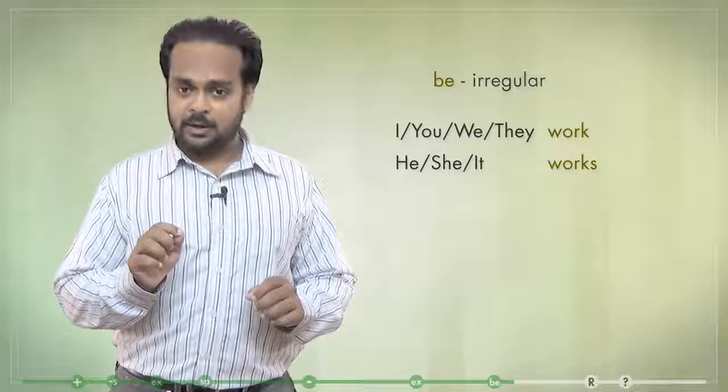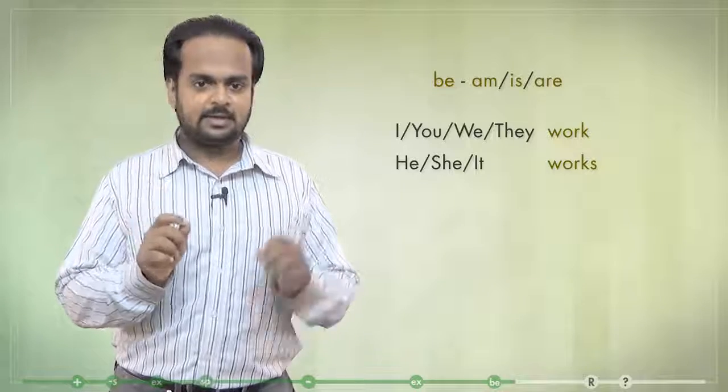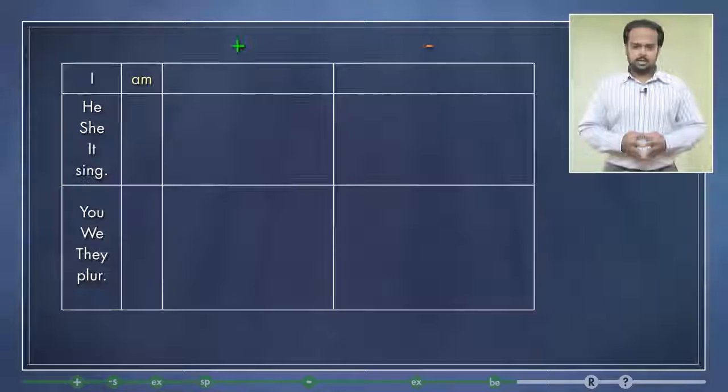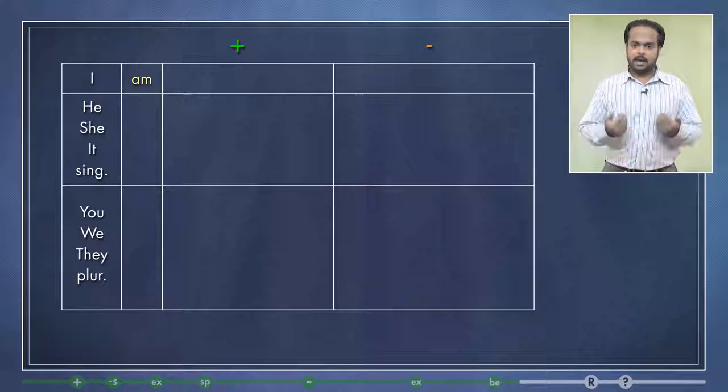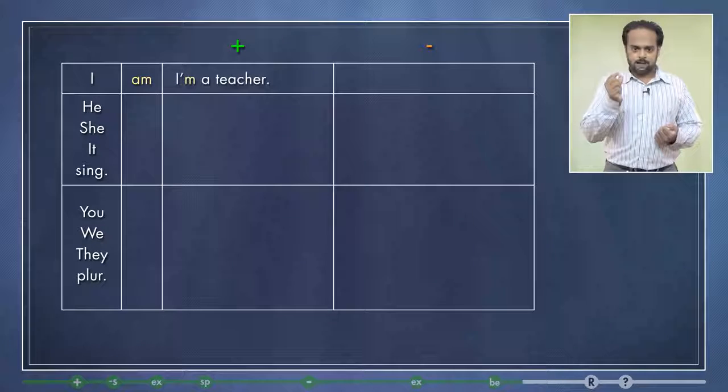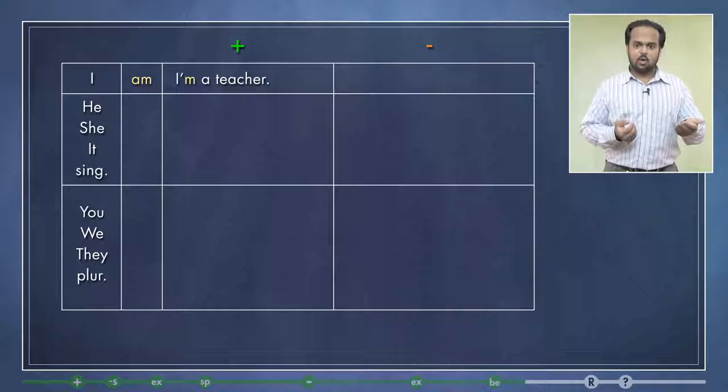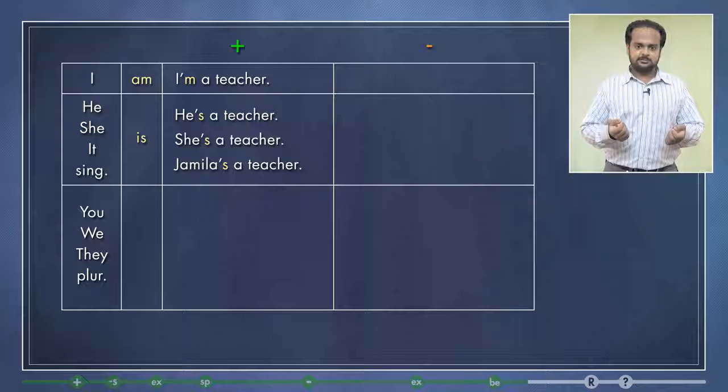This verb has 3 forms: am, is, and are. If the subject is I, we use am. For example, I am a teacher. In speech, we normally shorten this to I'm a teacher. If the subject is he, she, it, or any singular noun, then we use is. He is, she is, or he's and she's. Jamila is a teacher, or you could say Jamila's a teacher.